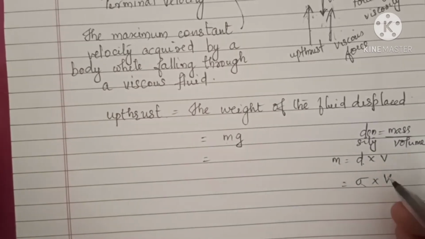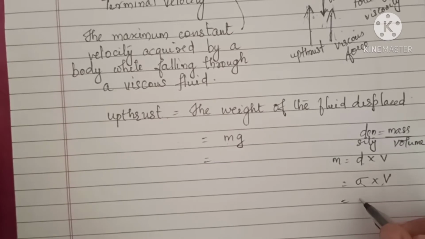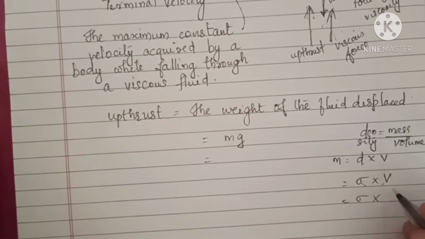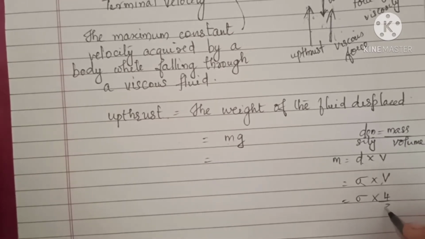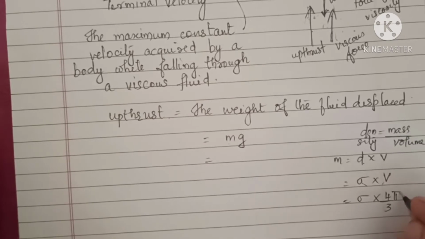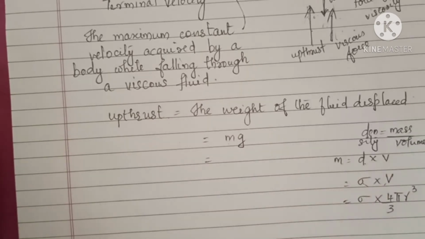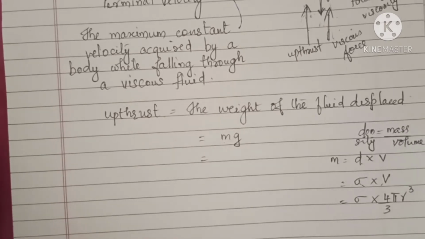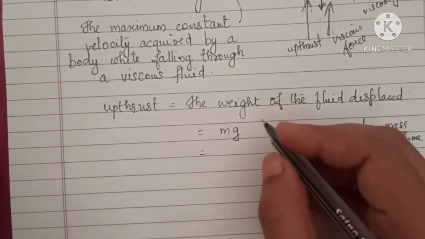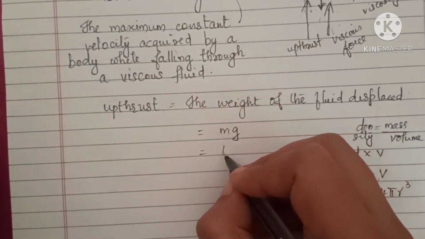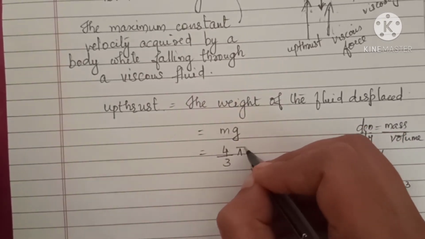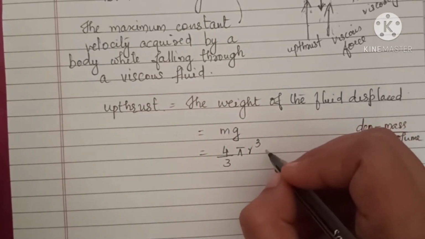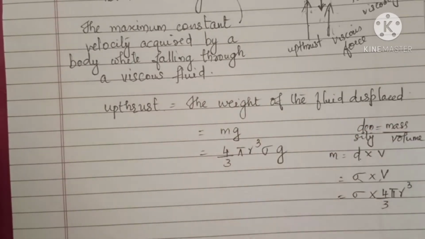Now what about the volume? Volume is equal to 4 by 3 pi r cube. That is the volume. So, 4 by 3 pi r cube sigma. Now substituting here, it will be 4 by 3 pi r cube sigma into g. Clear?